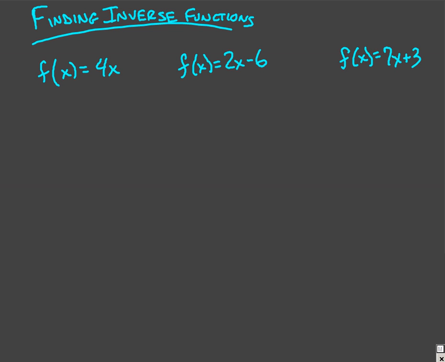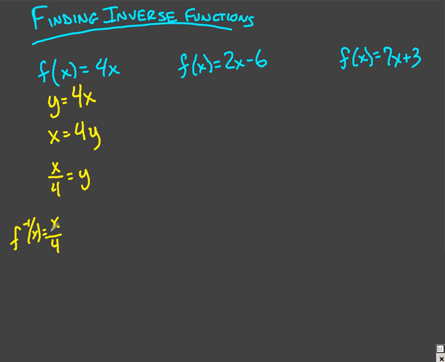Well, f of x, remember, is just a fancy way of saying y equals 4x. So when we find an inverse function, we switch x and y. And then we need to solve for y. How do I get y by itself? I would divide both sides by 4. So I should get x over 4 is now equal to y. Y is by itself, so x over 4, that's my inverse function. And that's how I will denote it: f inverse of x equals x over 4.